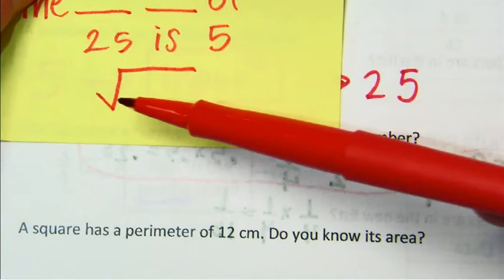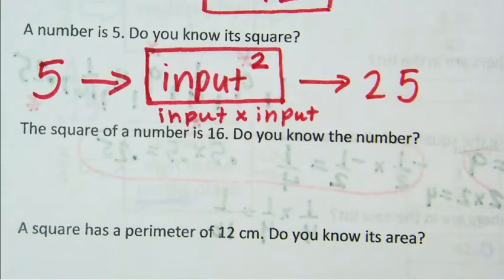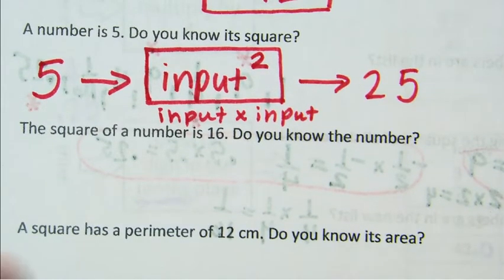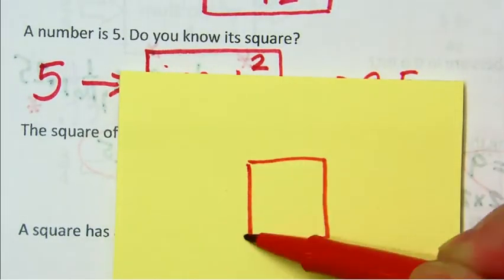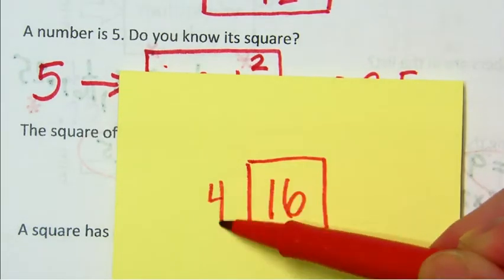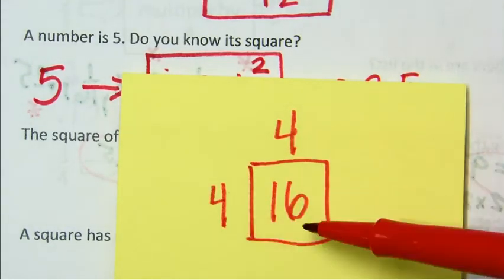So this symbol right here is called a radical. That's a square root symbol. So when we undo squaring a number, that's called square root. Another way to think about it, when it says the square of a number is 16, you could say, okay, I have a square and the area is 16. What would the side lengths have to be? Side lengths would have to be 4, right? Because 4 times 4 is 16.